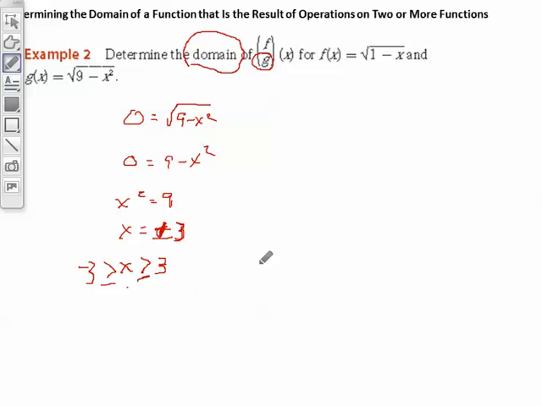Okay? So what I would be looking for there is that my domain would be defined as x greater than or equal to negative 3, less than or equal to 3. If you wanted to write that in set notation, it'd be negative 3, comma 3 with brackets, close brackets at both ends. Okay?